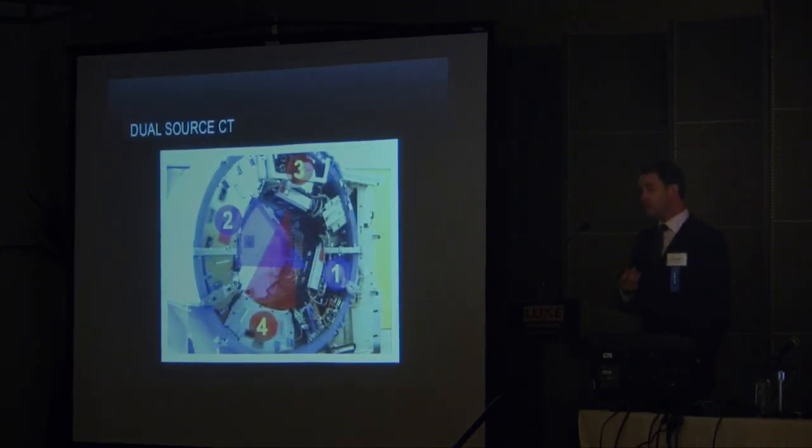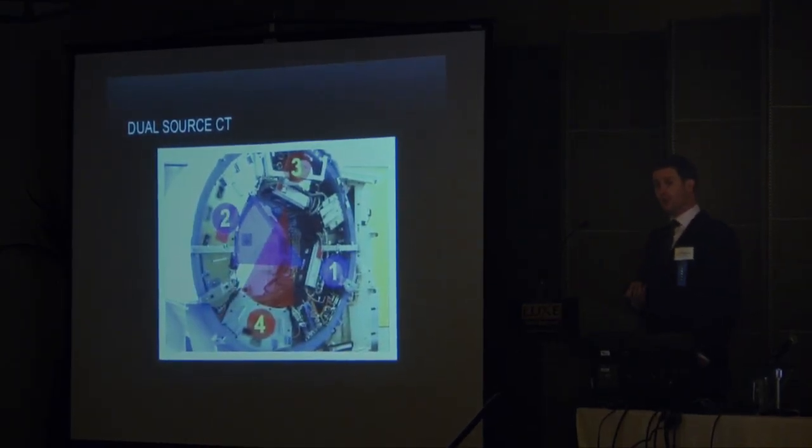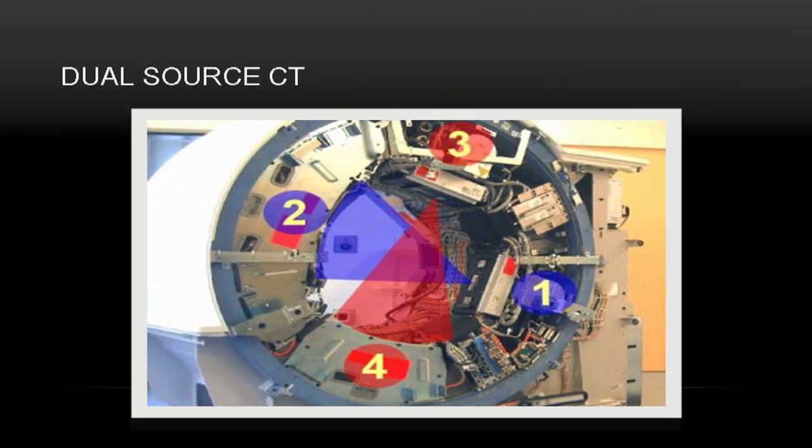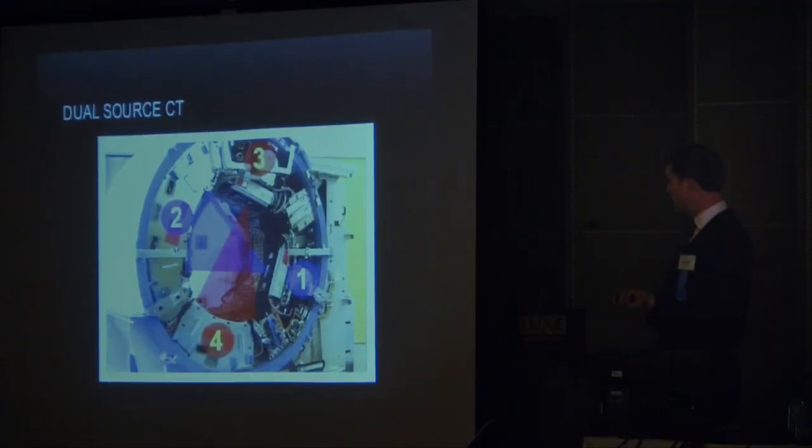Therefore, you only have to image for 90 degrees around the body. You're able to double your temporal resolution and image twice as fast. And that's where we're at now. People knew about this for years, but we didn't have the engineering capabilities to do it, because what you've got to do is build 2 CTs, one here, 1 to 2, another here, 3 to 4.